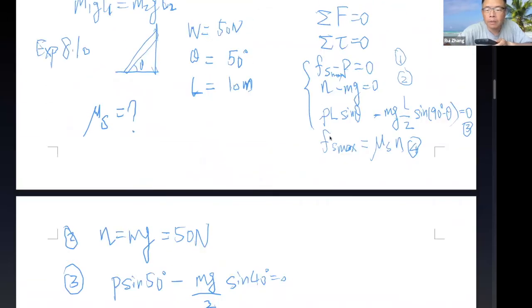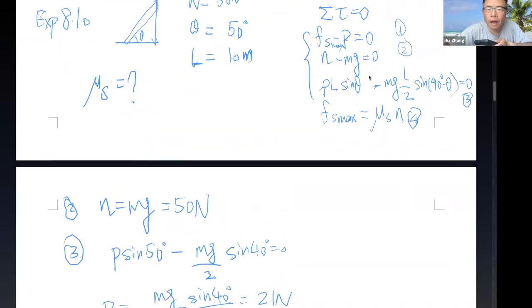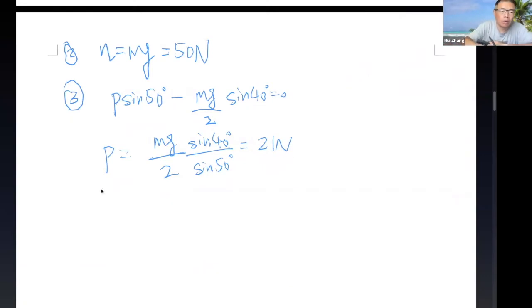And the next step is basically we can go back to equation 1 to get Fs maximum, right? Because according to equation 1, Fs maximum equals P, which is just the 21 Newton.